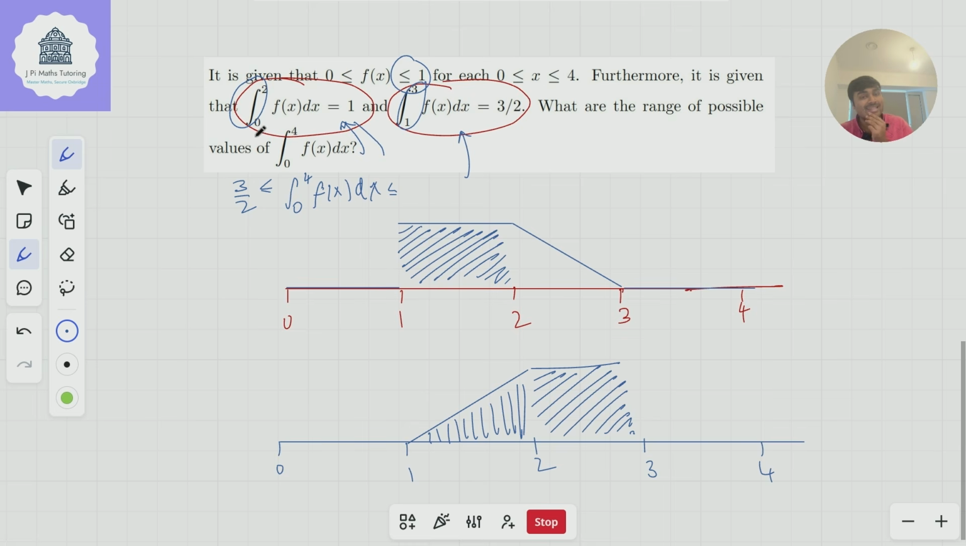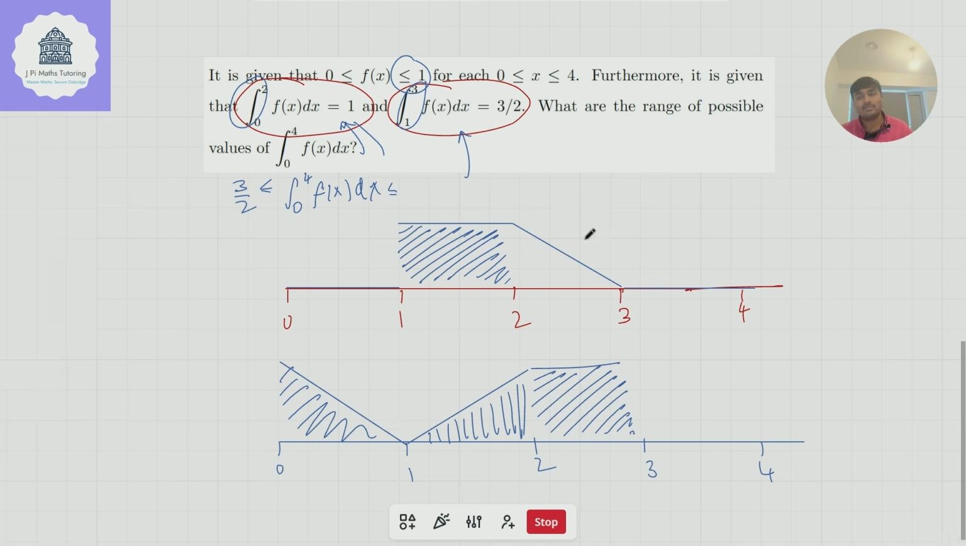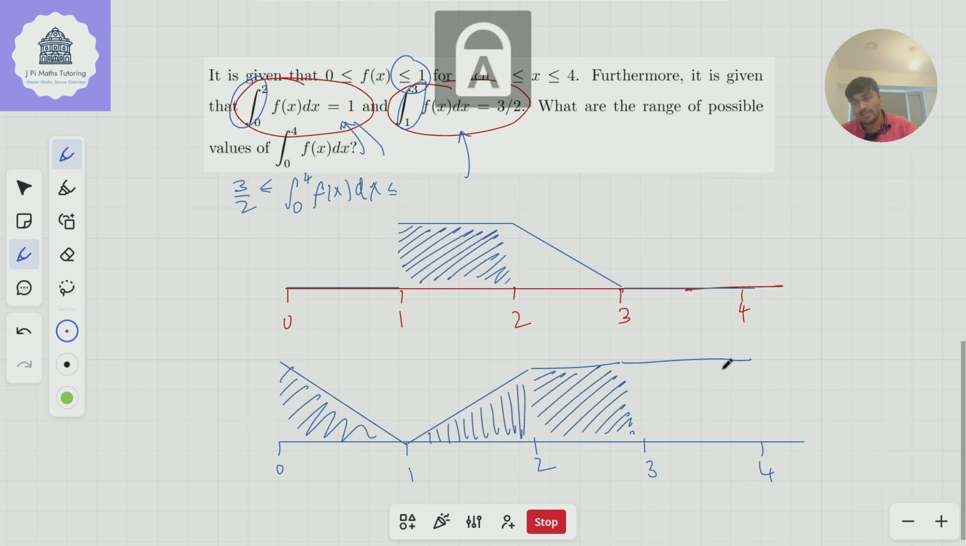But now, of course, we still need the integral from 0 to 2 of f of x dx to be 1. And so, again, the function just has to be a half here. It doesn't matter how it looks. Let's just say something like that. Great, cool. And we're trying to maximize now. So we want the area from 3 to 4 to be as big as possible. So make f of x just 1 there. And so we get that area there.